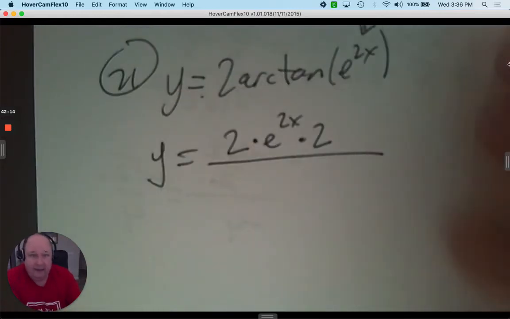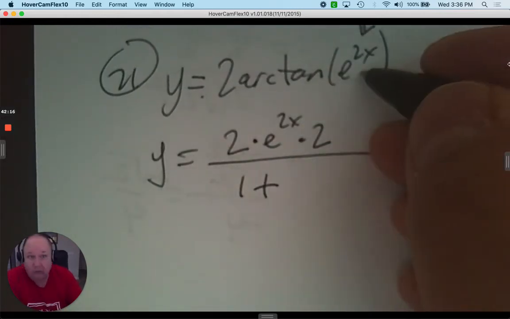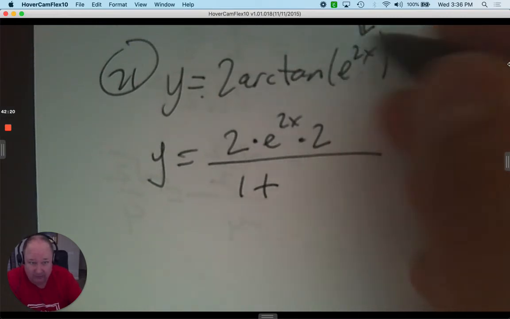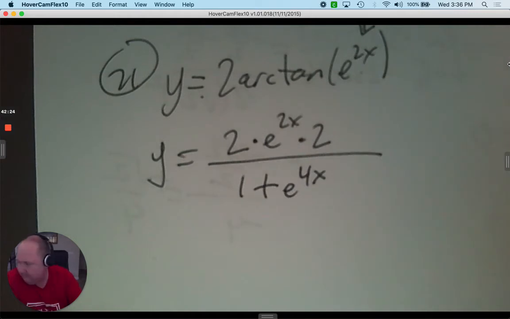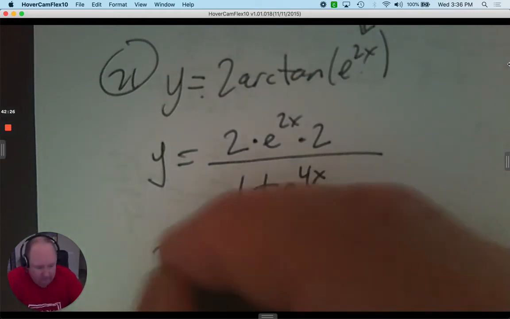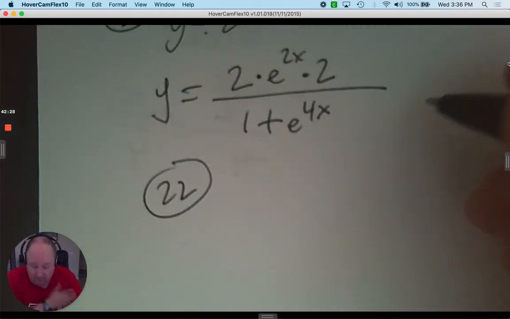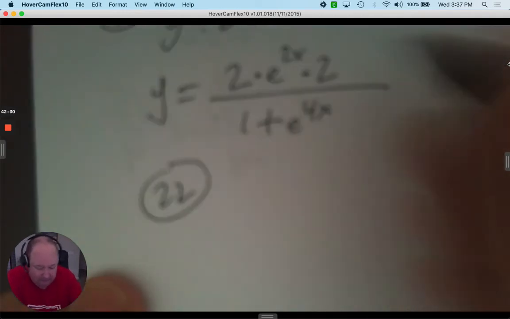And then it is 1 plus, and you square this. So when you square e to the 2x, you're just multiplying the exponent by 2. So that's e to the 4x, and it's done. Number 22. That's how we're going to remember our rules, right? It's just practicing them and practicing them.